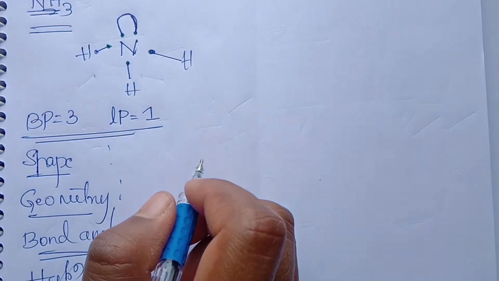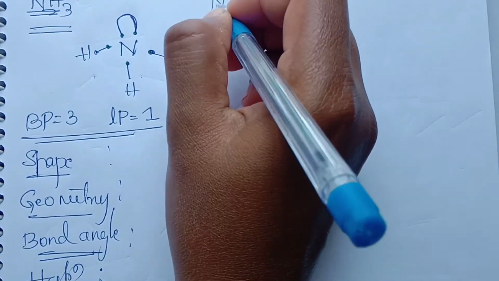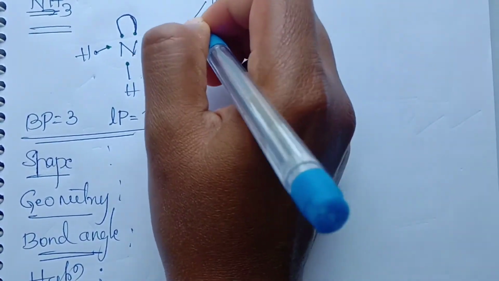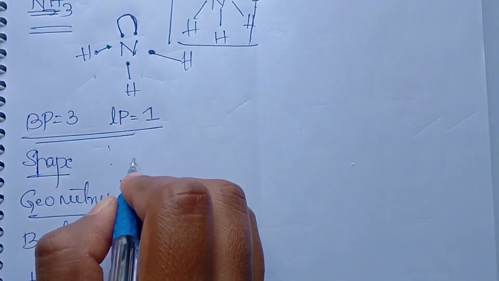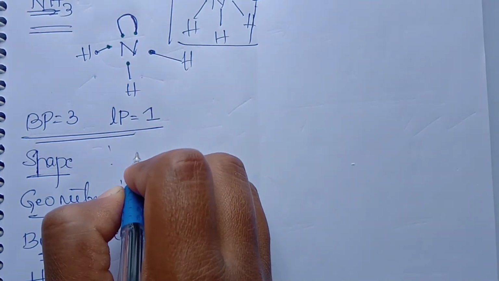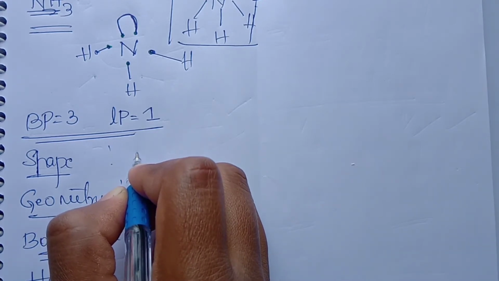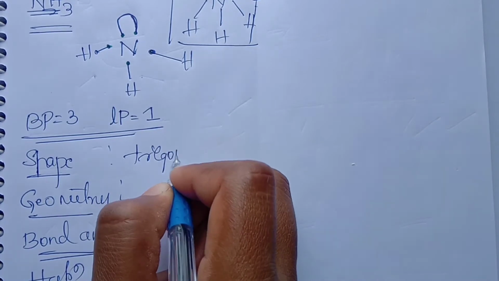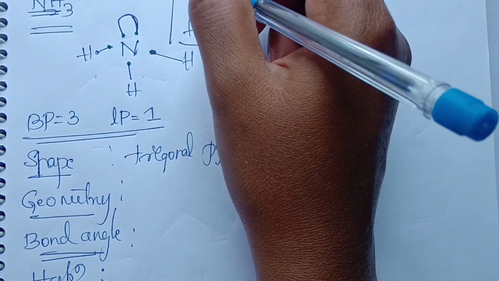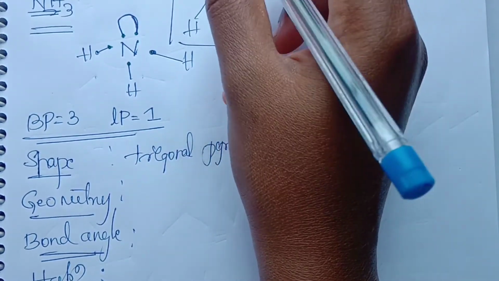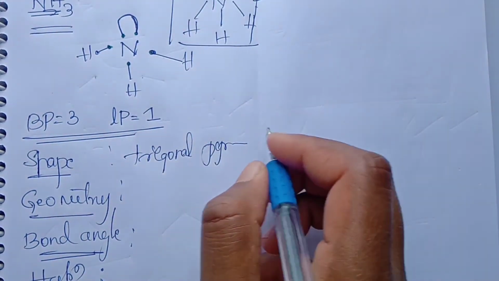What is shape? I already told you, only consider the bond pairs. Nitrogen has 1, 2, 3 bond pairs, so only consider those. Which shape will it acquire? Trigonal pyramidal, because it has the lone pair. This lone pair creates some repulsion, so NH3 acquires a trigonal pyramidal shape.